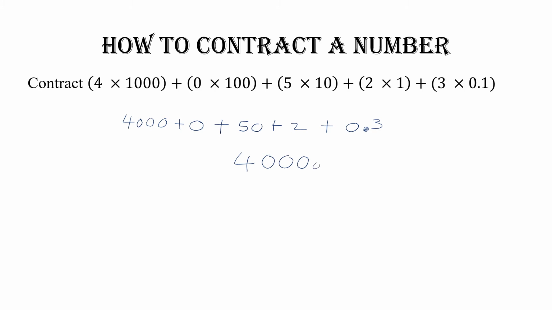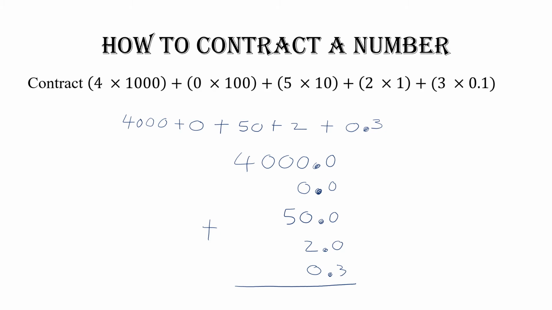So we have 4,000.0. Then we have 0.0. Don't mind my point, but I really want it to be spelled. Then we have 50.0. Then we have 2.0. And then we have 0.3. And we add all these numbers. Of course, we could use the zeros to occupy the other place values, but it's not a must.